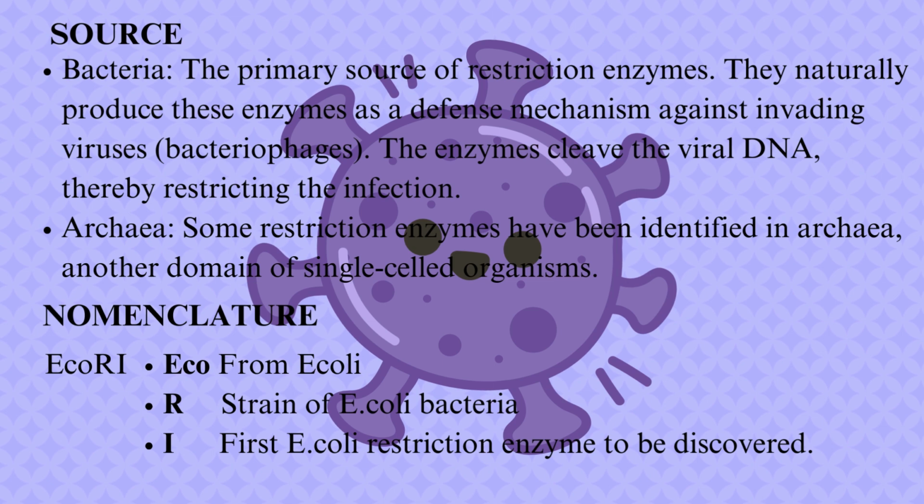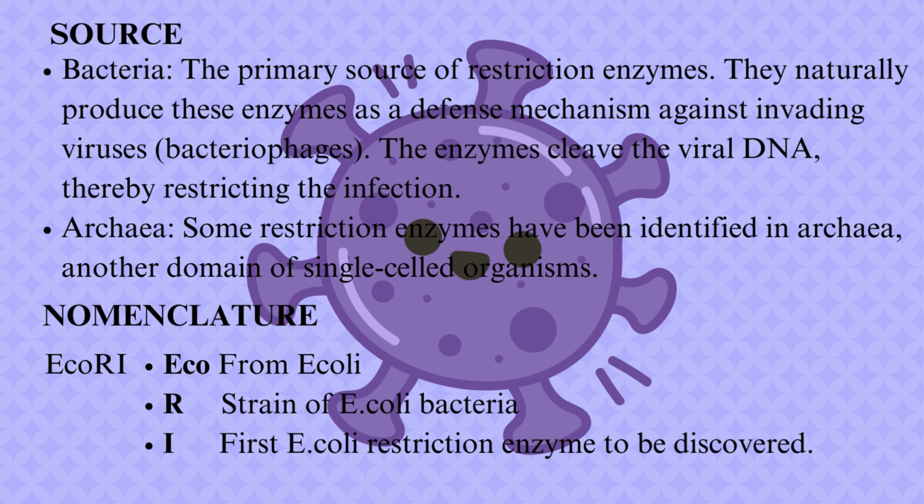Everything is fine. But where do we get these restriction enzymes? We get them from bacteria and also archaea. But bacteria is the primary source of restriction enzymes. These bacteria produce restriction enzymes to protect themselves from bacteriophages, that is, viruses. These restriction enzymes cleave viral DNA and act as a defensive agent. And we may have a doubt like, how come bacteria's DNA is not cleaved by restriction enzymes? That is because the restriction sites in bacterial DNA are methylated, which makes it difficult for restriction enzymes to cleave it.